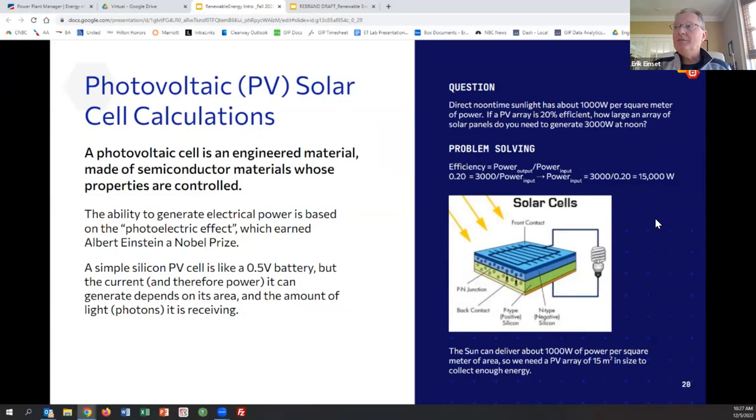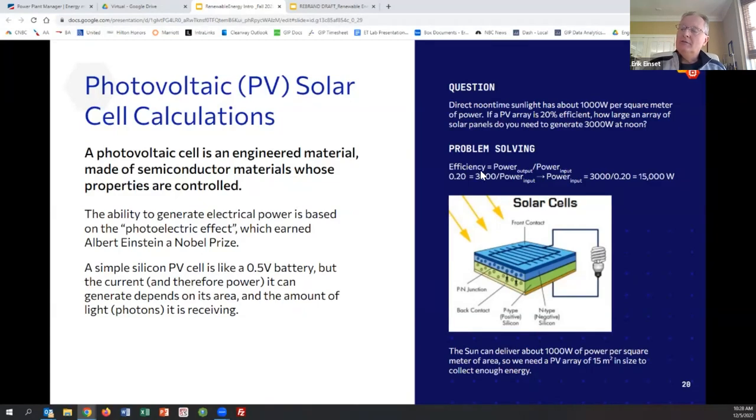So with photovoltaic cells, we can do some basic math. The amount of energy you can generate from the sun is going to depend on how much area you have. I'm not going to go through the details, but let's say that in the middle of the day the sun was shining at 1,000 watts per square meter, and you had a certain efficiency in your photovoltaic array. And let's say you wanted to generate 3,000 watts at noon. The question would be, how much area of solar cells would you need?